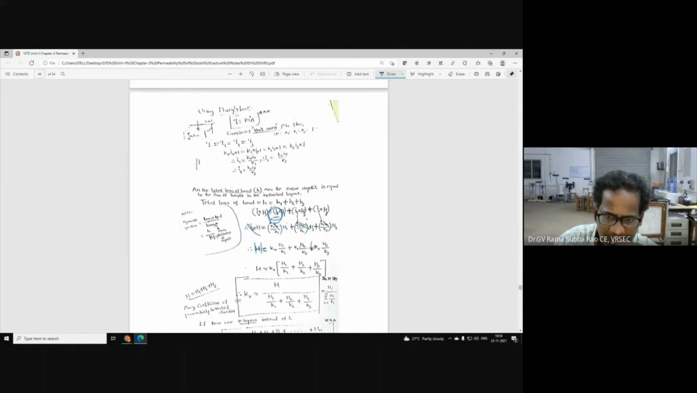Now what I am expecting is KV is common. Let us take KV as common. Now KV H is equal to KV into H1 by K1 plus H2 by K2 plus H3 by K3. Now I want KV because my interest is to know the average permeability in the vertical direction.